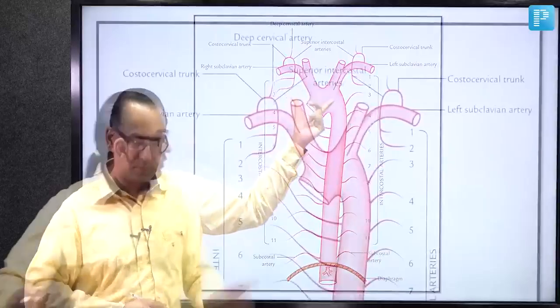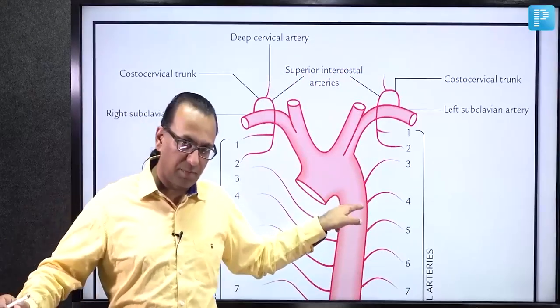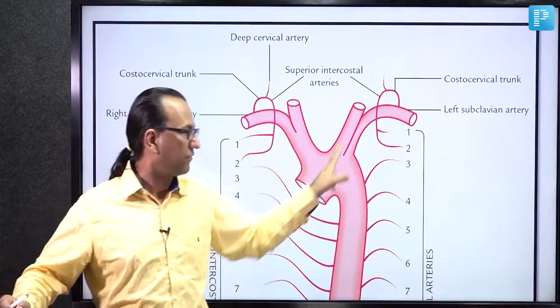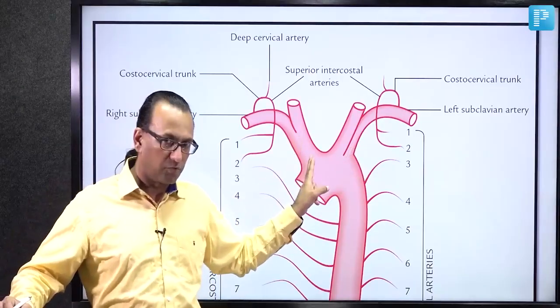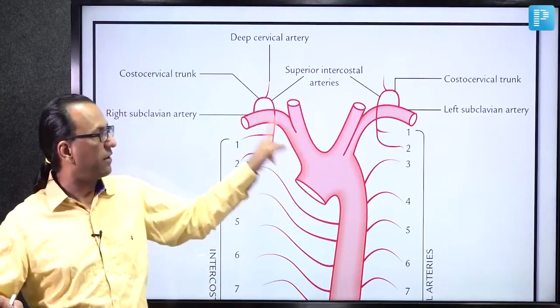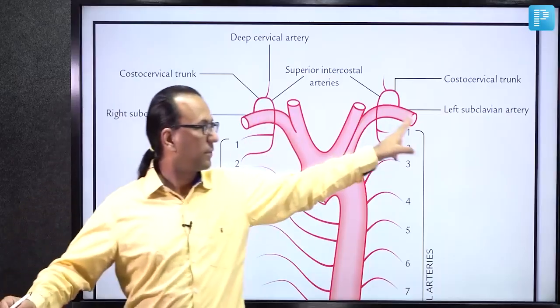As I zoom it up, you can see that the arch of aorta is giving three branches. This is the brachiocephalic trunk, this is the left common carotid artery, this is the left subclavian artery. Now this brachiocephalic trunk divides into two, which is the right common carotid artery and the right subclavian artery. There's a right subclavian artery, there's a left subclavian artery.